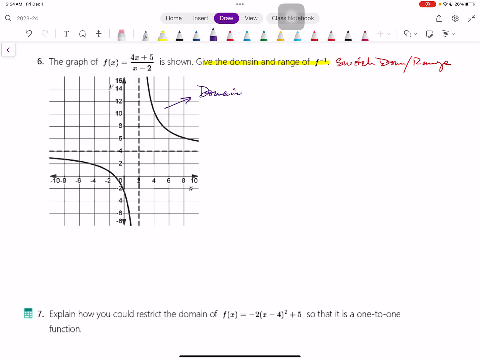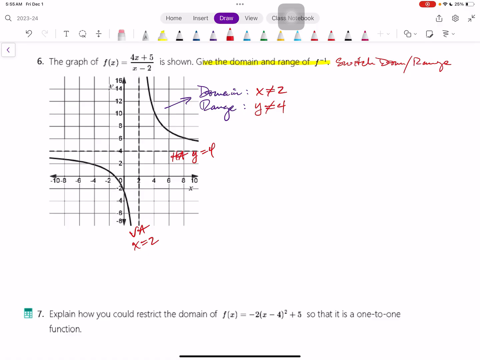Let's do that. Just by looking at the graph, I see a vertical asymptote at x equals 2. So the domain is x is not equal to 2, because obviously the function doesn't hit that. It's an asymptote. And I also see a horizontal asymptote at y equals 4. The function never hits the horizontal asymptote either, so the range is all y values, all reals, not equal to 4. So you look at your asymptotes to determine your domain and range.